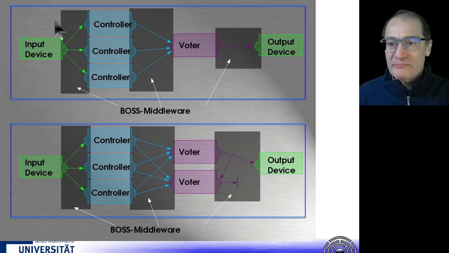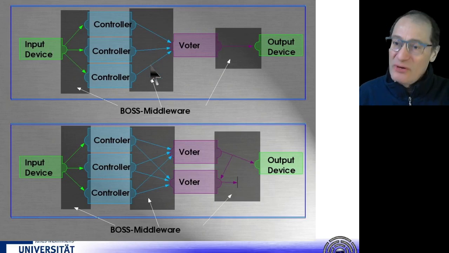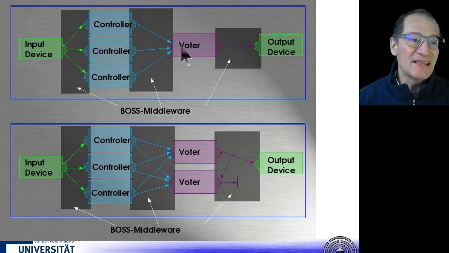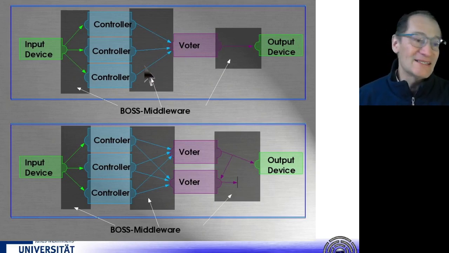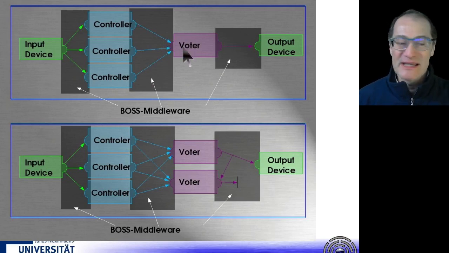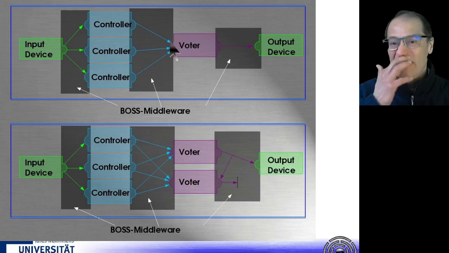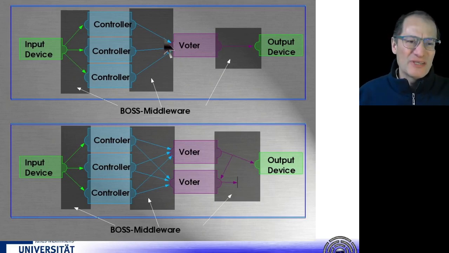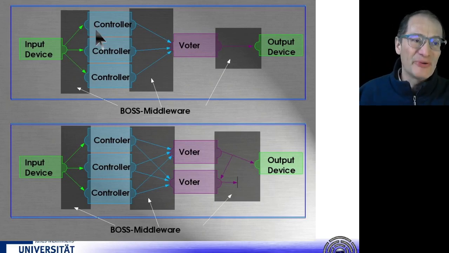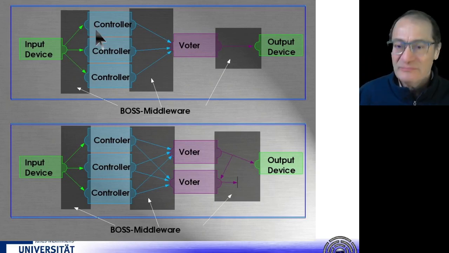Okay, the voter will collect all these control signals from all controllers, compare them, and decide what is probably the right decision, and then forward it to the output device. Maybe if 2 say to the left and 1 says to the right, then the voter will say, okay, the majority says to the left, so let's go to the left. Or maybe it builds the average of all signals, who knows, it doesn't matter. But for the controller, we have exactly the same controller from the very simple system.